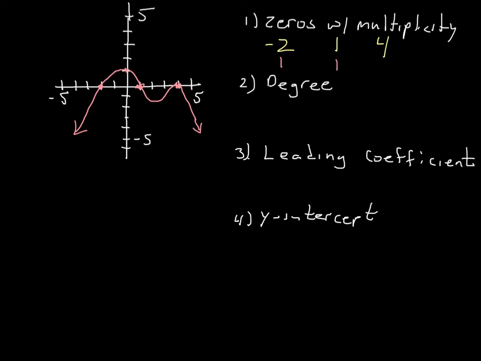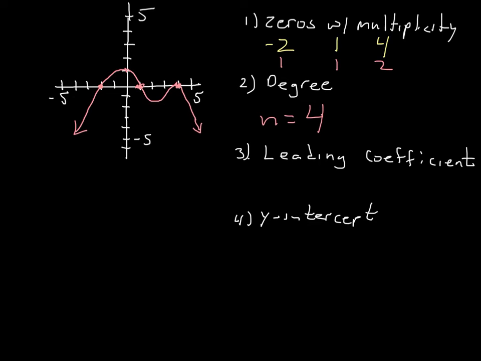1 has a multiplicity of 1, and 4 has a multiplicity of 2. Now we have to identify the degree. Well, here's the cool thing. The degree of the polynomial, you just add up the multiplicities of its zeros. So in this case, the smallest degree polynomial I could be looking at would be a 4th degree polynomial. So I would say n is equal to 4.